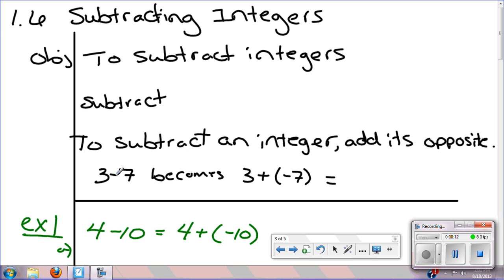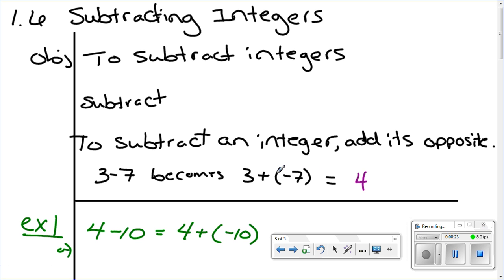So in other words, 3 minus 7 becomes 3 plus a negative 7, which we've done before. We have opposite signs, so we subtract, and our answer gets the bigger number's sign. In this case, 7 is bigger, so our answer is negative.